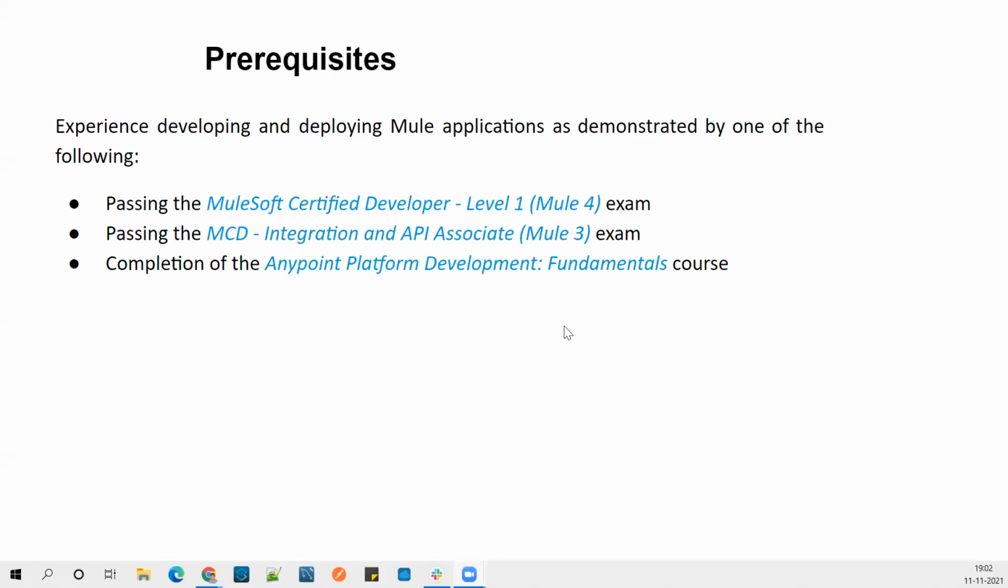Hi everyone. Today we are going to talk about roles and responsibilities of MuleSoft Architect. If you are planning for MuleSoft Architect exam or if you are planning for the role, then we have some prerequisites. The first prerequisite, you should be very clear with the MuleSoft development. That means you should be certified MuleSoft developer.